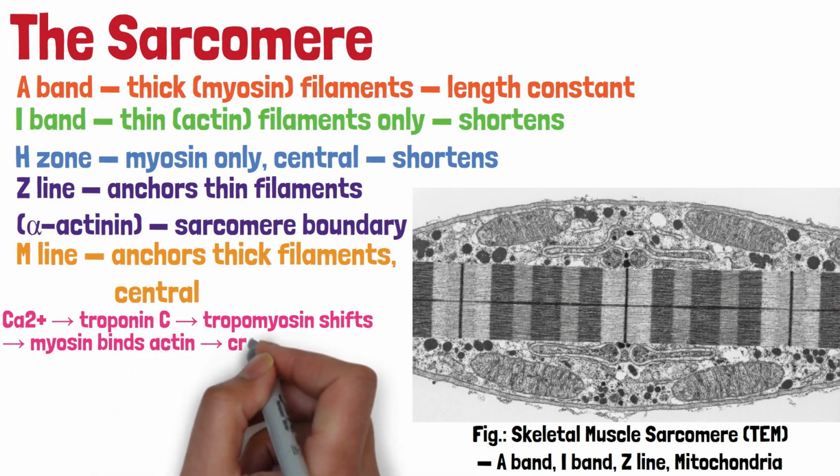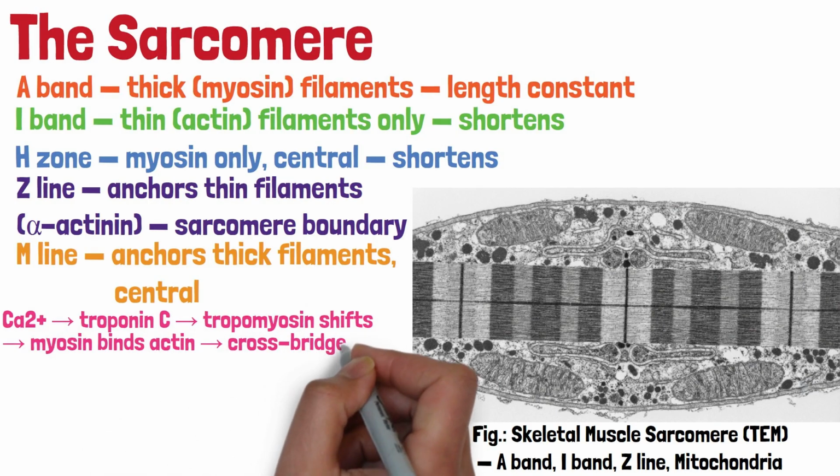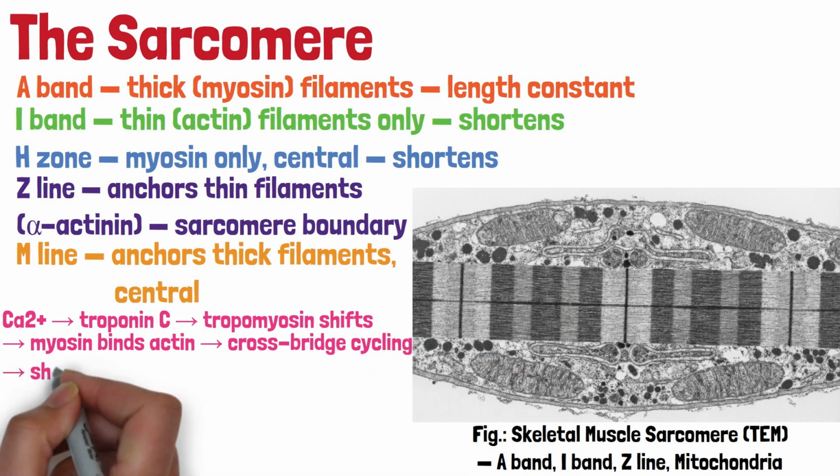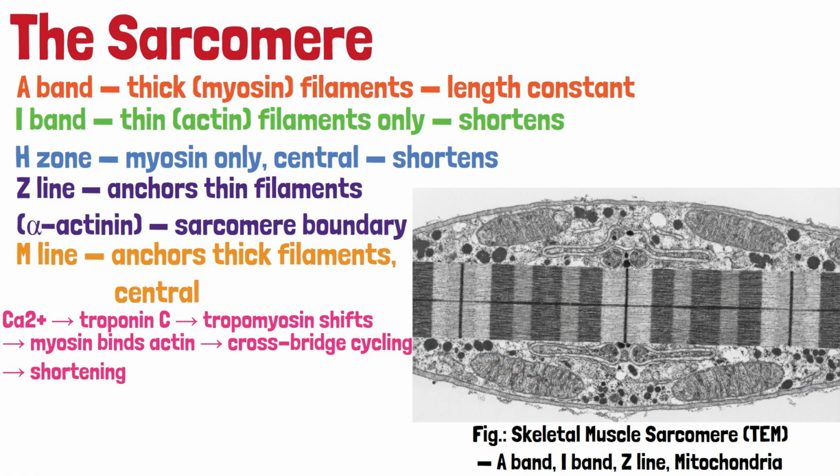Myosin's ADPase then drives cross-bridge cycling, pulling the actin filaments toward the center, and that's what shortens the sarcomere, while the A band itself stays the same length.